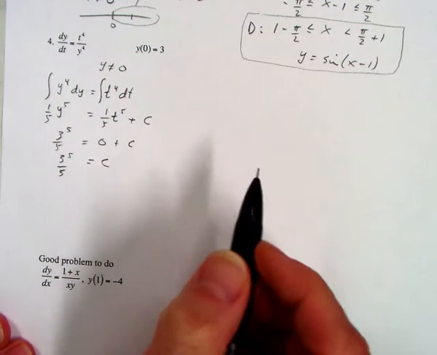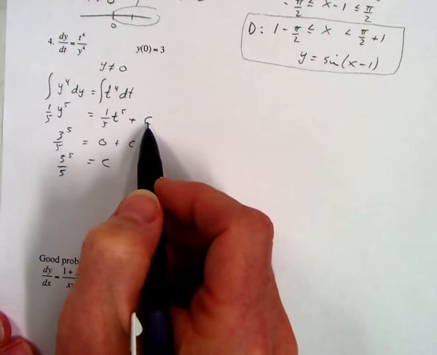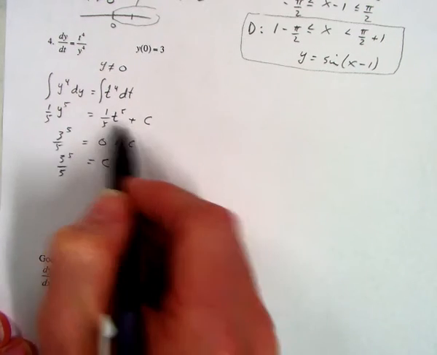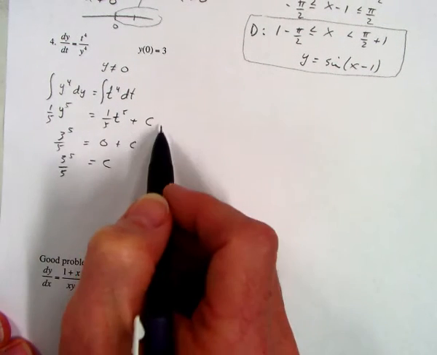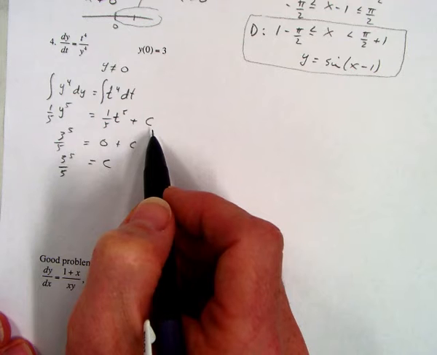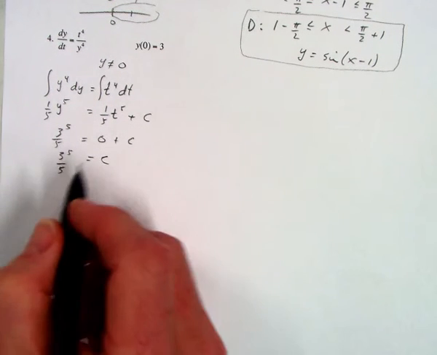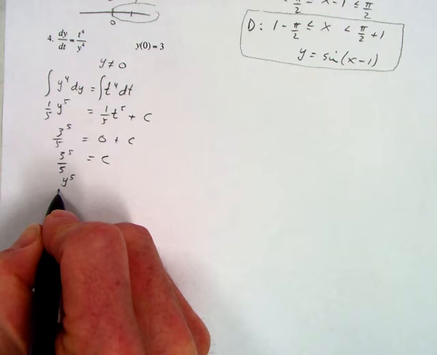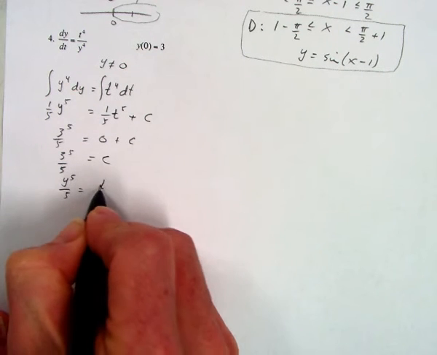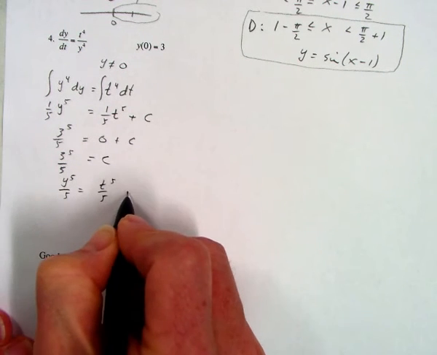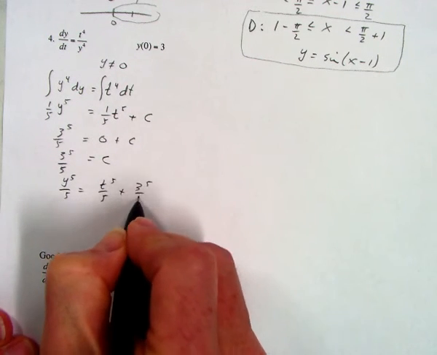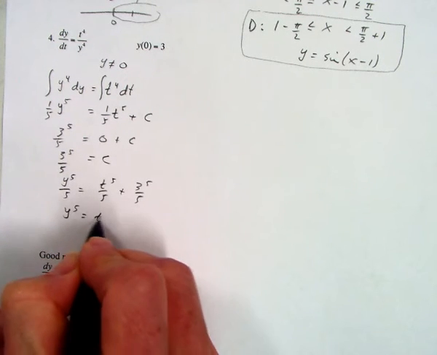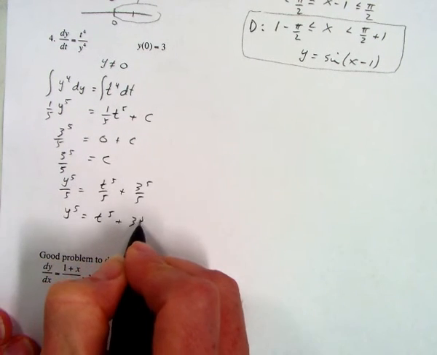Now, did we have to plug it in immediately at this stage? No, we could have waited and gotten rid of the 1/5, and we could have made a new constant here, c. It's not a big deal. Now we have the equation y to the 5th over 5 equals t to the 5th over 5 plus 3 to the 5th over 5. Let's get rid of all the 5s. We get y to the 5th equals t to the 5th plus 3 to the 5th.